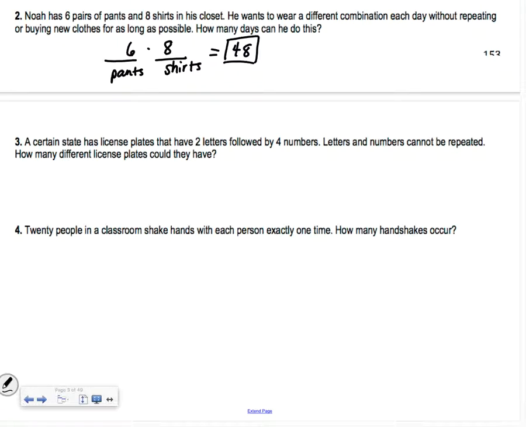All right, a certain state has license plates that have 2 letters followed by 4 numbers. Letters and numbers cannot be repeated. How many different license plates could they have? So the letters would be 26 and 25. The four numbers are 10, 9, 8, and 7.